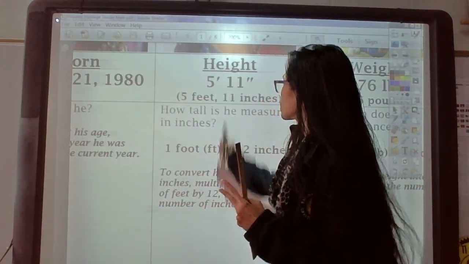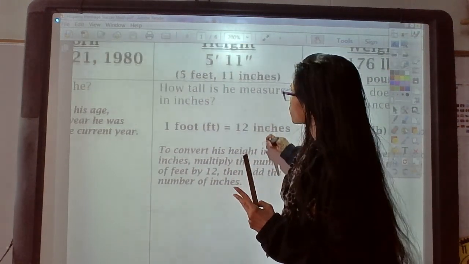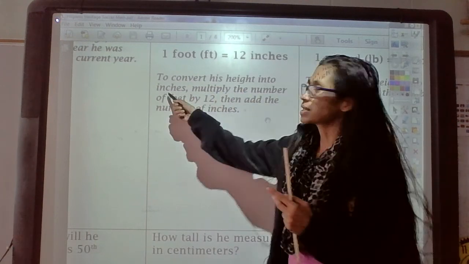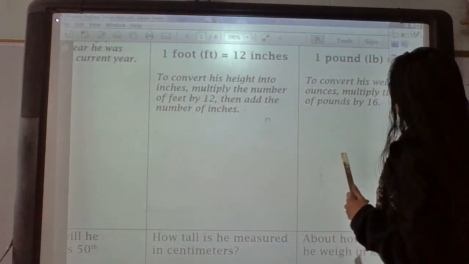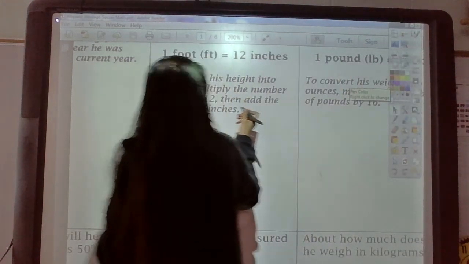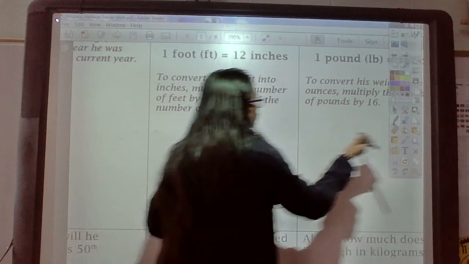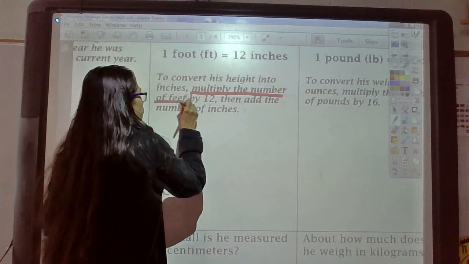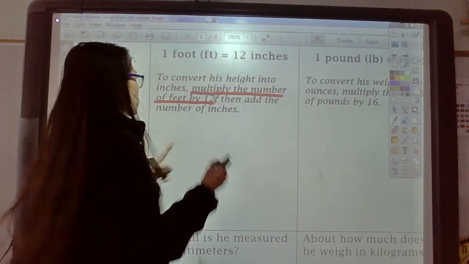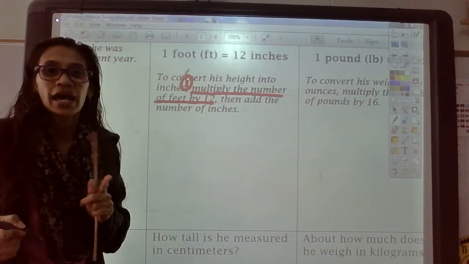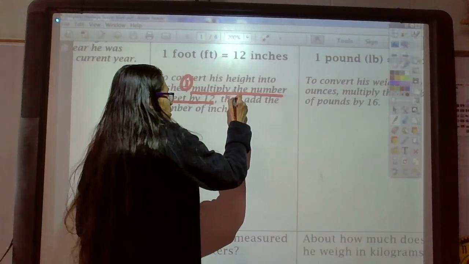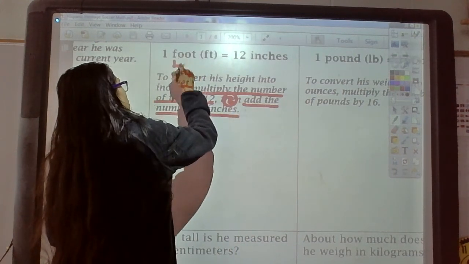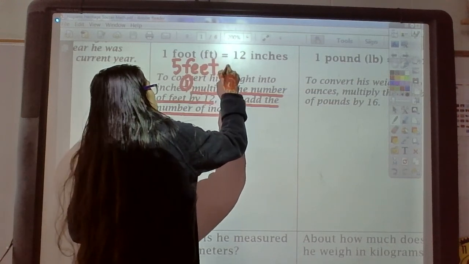All right, so let's remember 5 feet, 11 inches, okay? I'm going to scoot this up a little bit. It says, to convert his height into inches, first we multiply the number. Let's underline that. Nope, I need the pen. It says multiply the number of feet by 12. So that's the first thing I have to do. So I'm going to write the number 1 right there. And then the second thing I have to do, that means number 2, add the number of inches. So remember, he is 5 feet, 11 inches.